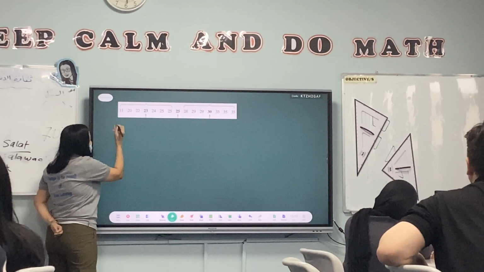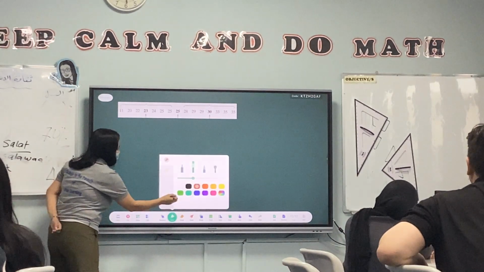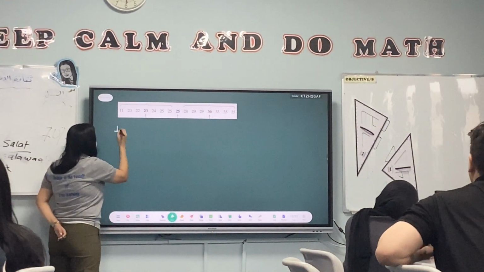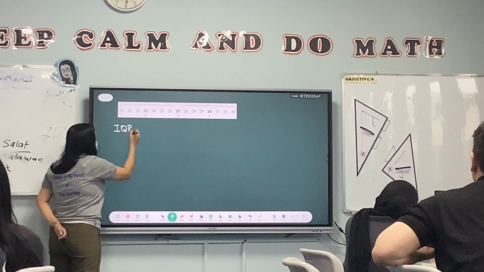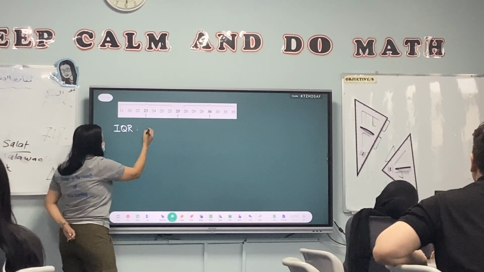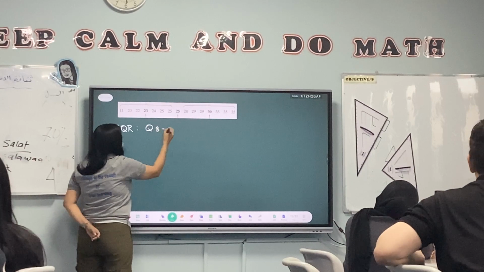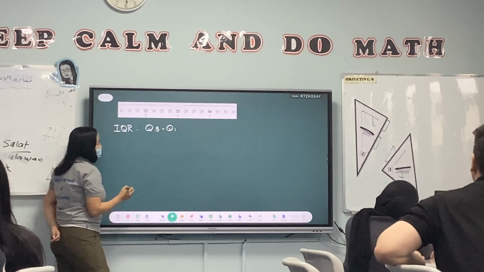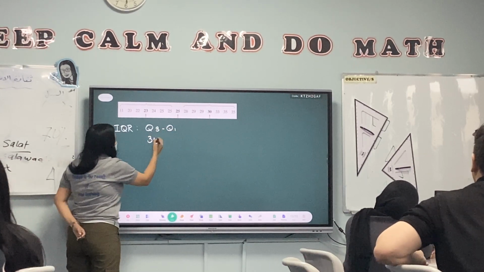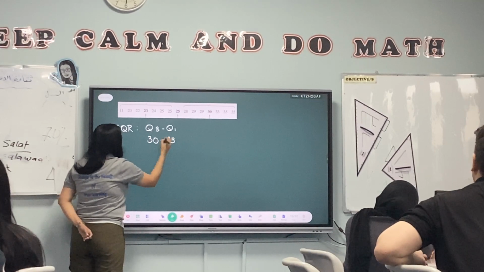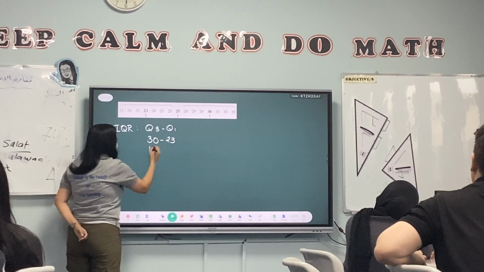First, you need to solve the interquartile. So IQR. What's the formula of IQR? Quartile 3 minus quartile 1. So 30 minus 20. The answer is 7.